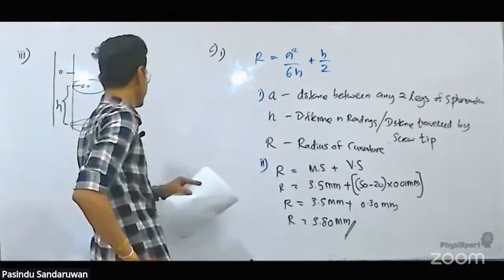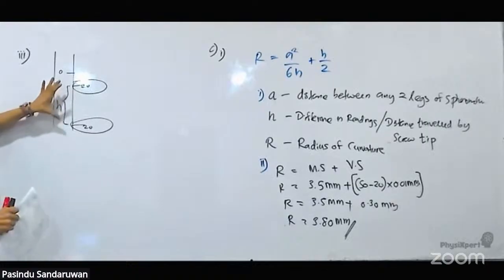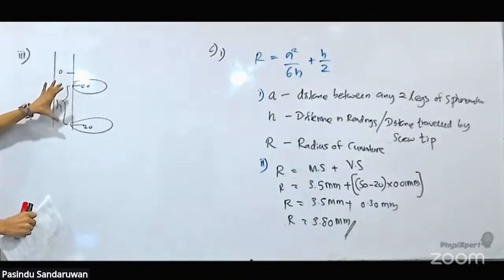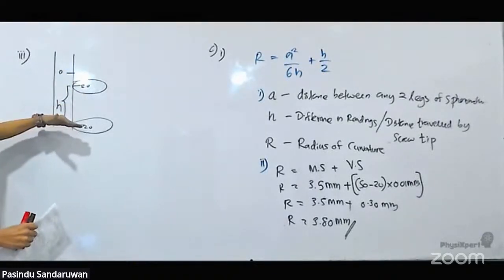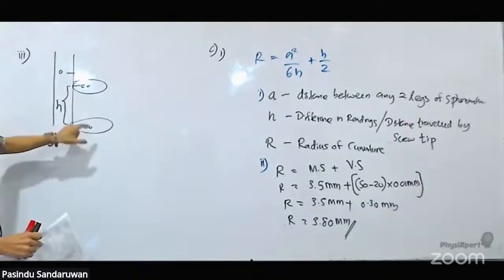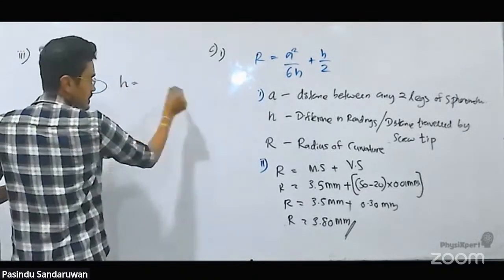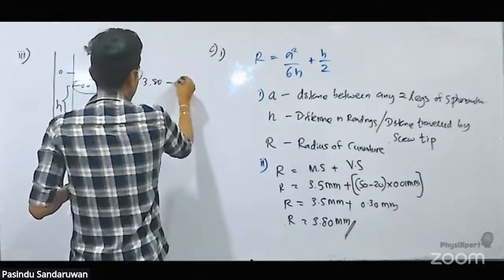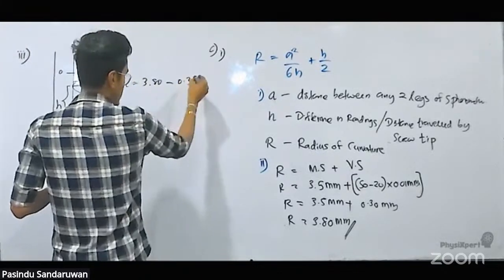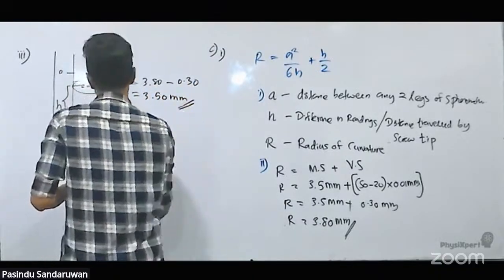Difference in readings. Physically, you can clearly see what happens from the diagram, starting from here and coming down up to this point. Then H equals the apparent reading, which is 3.80, minus the initial reading of 0.330. Then 3.50 millimeters. This is the correct H.